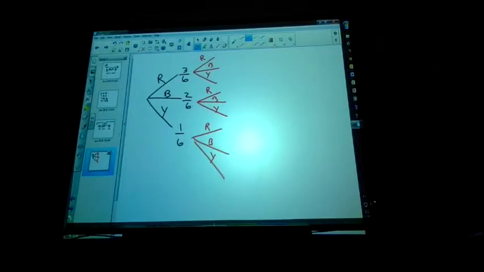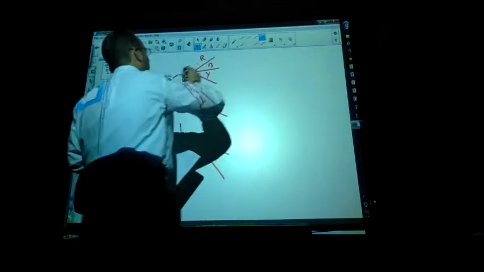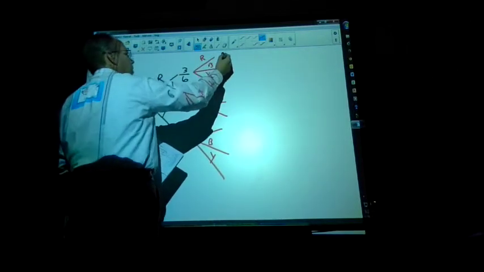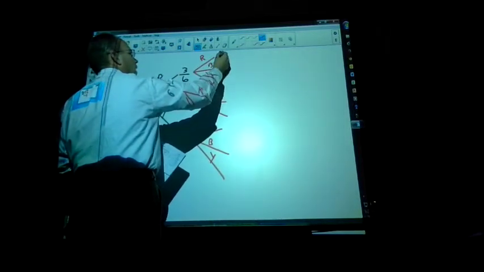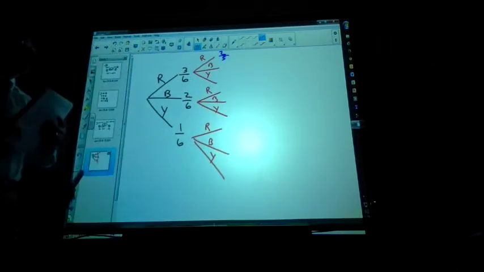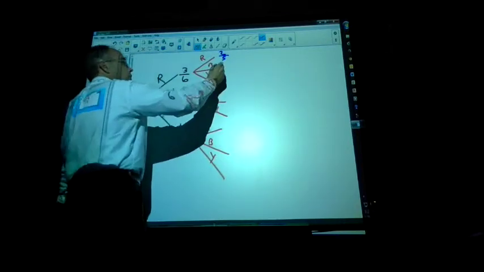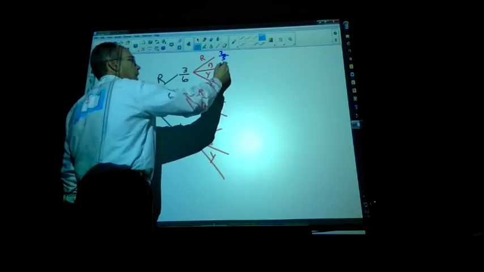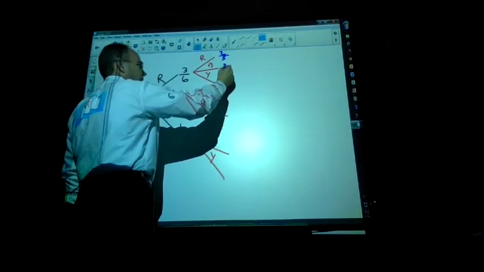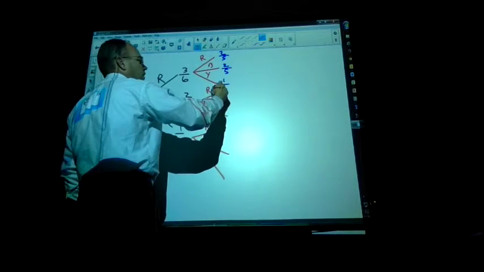So let's go through the stats and think about it. If I have drawn a red marble already, how many red marbles are left? 2 out of how many? 2 out of 5. Good. Do I still have the same number of blues if I drew what red first? So that's what? 2 out of how many? 5, because I'm taking a marble out. And then I still have a yellow left, so I have 1 out of 5.